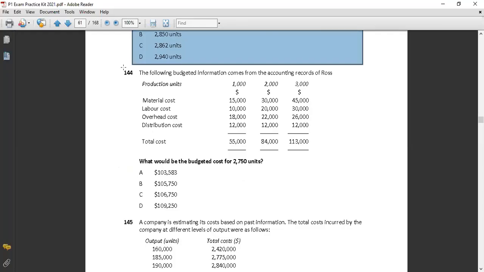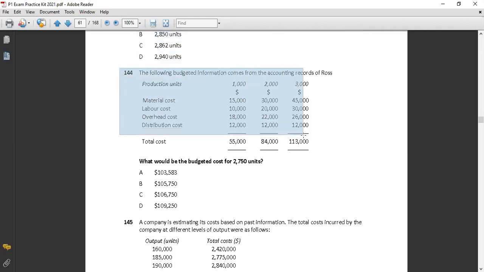The next question is 144. The following budgeted information comes from the accounting records of Ross. We have certain items given: material cost, labor cost, overhead cost, distribution cost, total cost. What would be the budgeted cost for 2,750 units? So this is flexible budgeting.